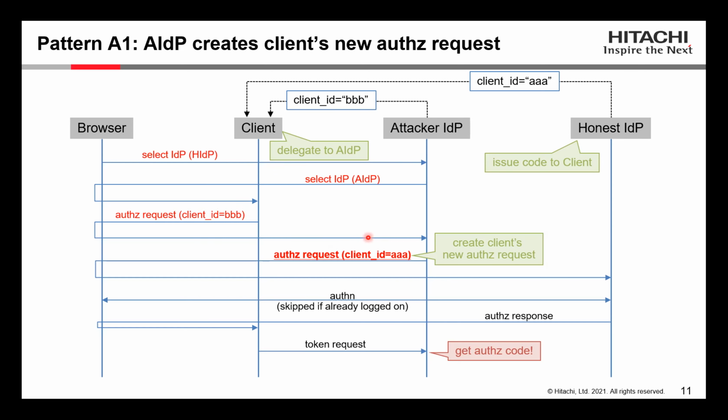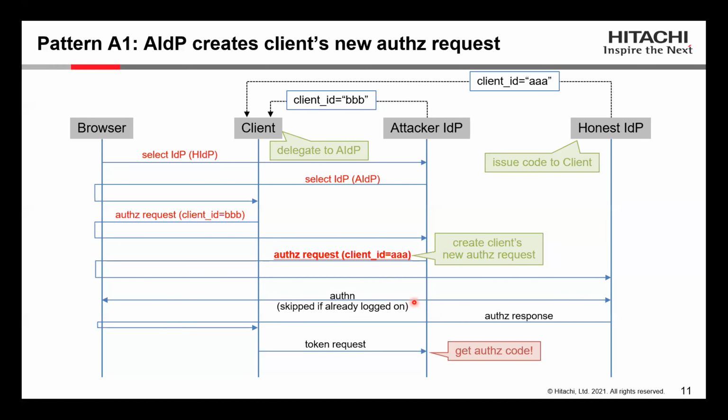That is, the client sends an authorization request to AIDP, not HITP. Then AIDP creates a new authorization request and sends it to the HITP as if the client sent the authorization request to HITP. Then HITP authenticates the user via the browser. The user assumes the user selects HITP, so the user cannot detect the attack in this step.